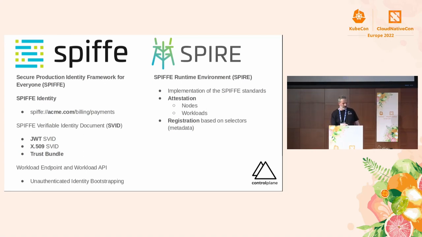The workload API, that's how your workloads get these identity documents, and other workloads can get the trust bundles and verify these identity documents. And SPIRE is the implementation of these SPIFFE standards. SPIRE has a SPIRE server, then you've got agents that run on nodes, and they attest themselves to the server, and then the workloads will attest themselves to the agent running on the node that they're running on. And use the registration API to map selectors, basically metadata, depending on how they attest themselves, to the workload. And you map that to SPIFFE IDs.